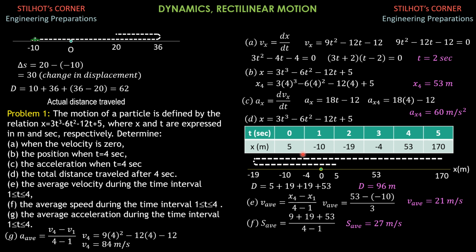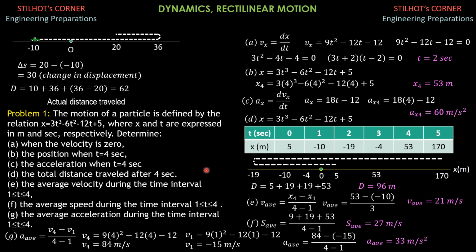V sub 1: when t is 1, the particle is moving to the left, so we expect it is negative. So 9 times 1 squared minus 12 times 1 minus 12, and that is equal to negative 15 meters per second. So we can now compute the average acceleration: 84 minus negative 15 over 3, and that's 99 over 3, so 33 meters per second squared.